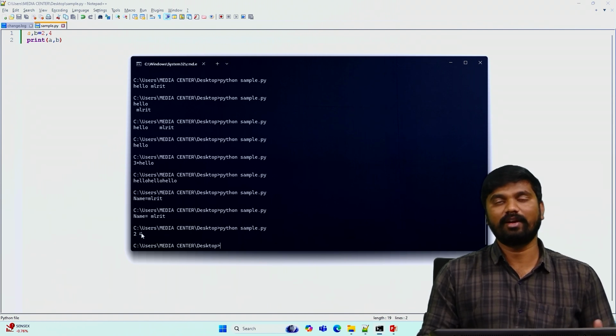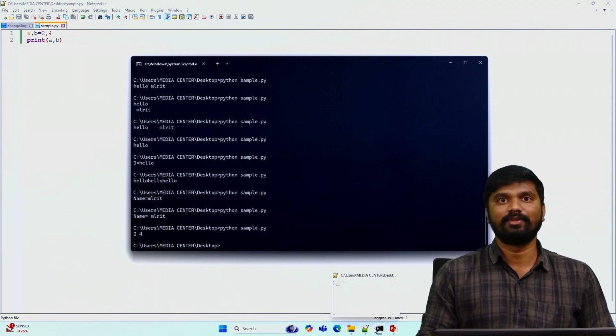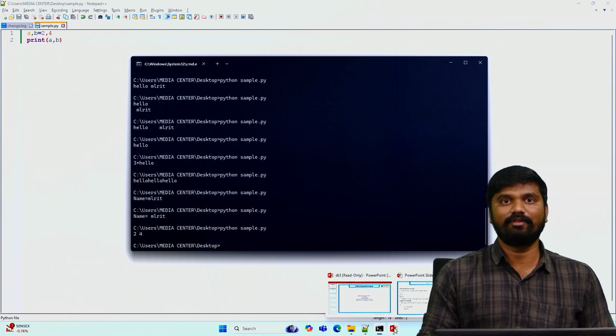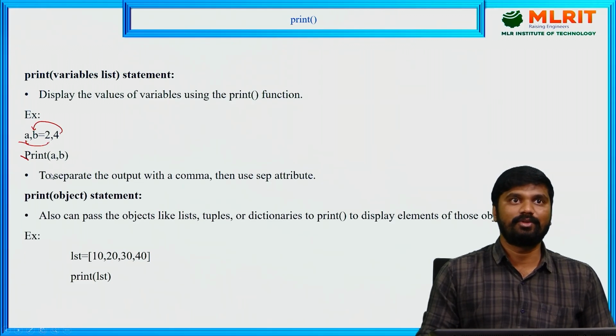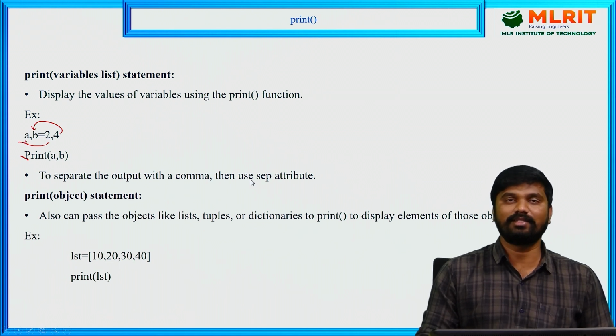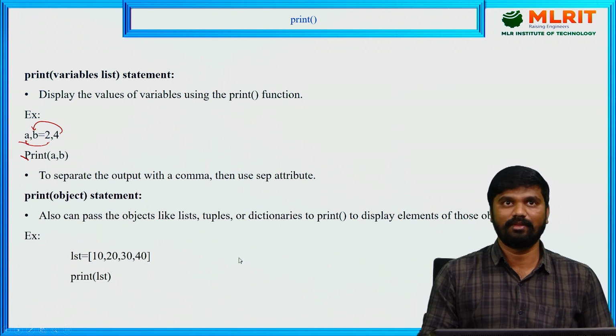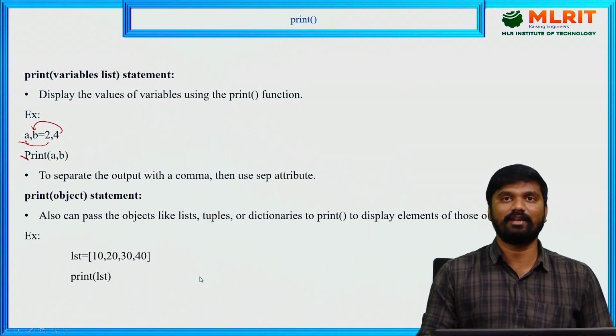But I don't want it like that. I want to separate with a comma. So how can we do that? To separate the output with a comma or some other characters, which attribute do we use? The sep attribute. Okay, which we can say is the separator attribute. That is the full form of sep.